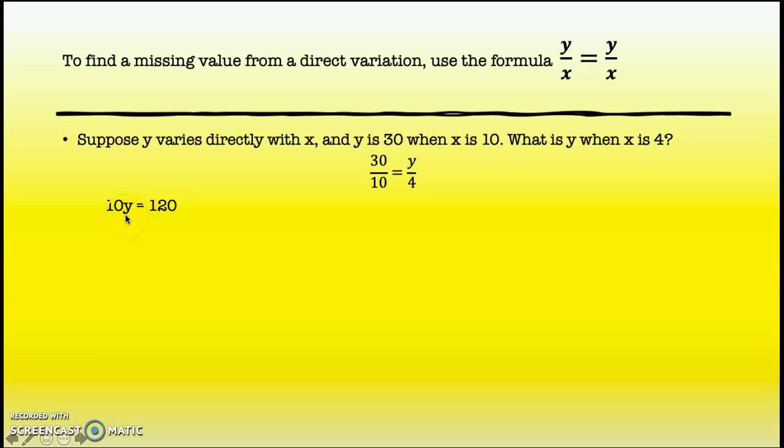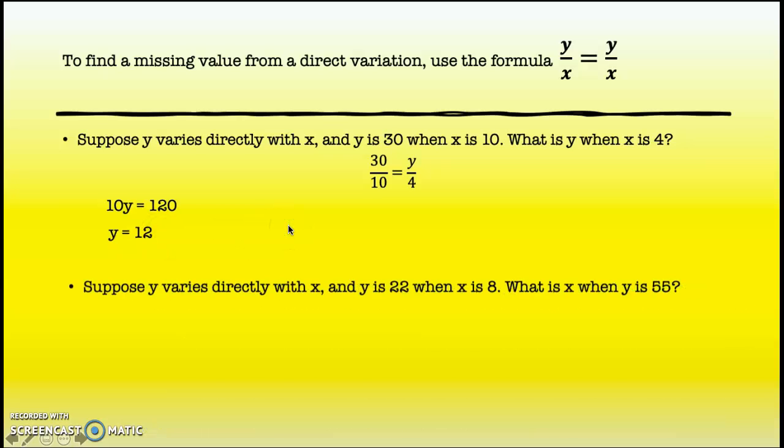Now again, we need to isolate this variable here, this letter y. We need to know what is y equal to. So right now we have 10 times y. The opposite of 10 times y would be divided by 10, right? We need to take that 10 onto the other side. So if I divide both sides by 10, we end up with y equals 12, because 120 divided by 10 would give us 12. So to answer our question earlier, when x is 4, y would be equal to 12. Let's look at one more.